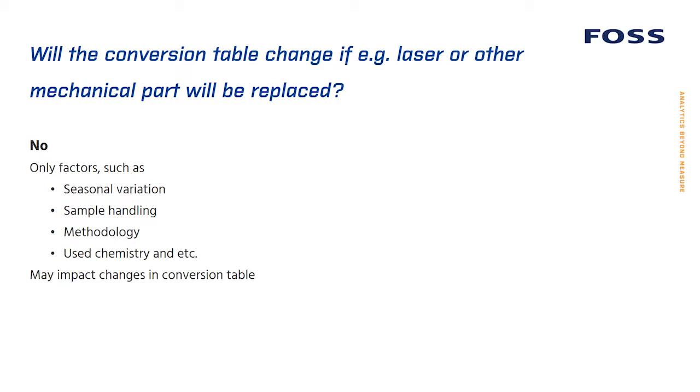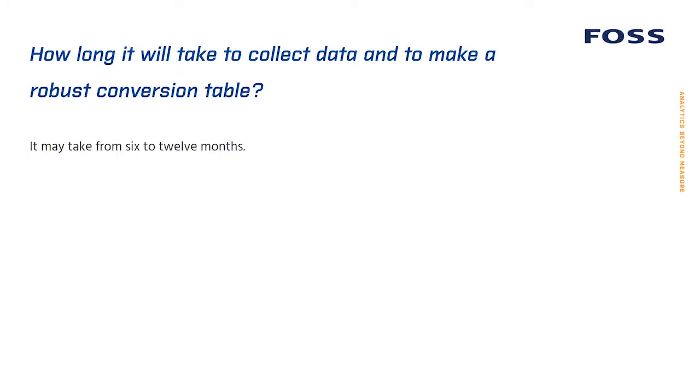Will the conversion table change if, for example, laser or other mechanical part will be replaced? No. Only factors such as seasonal variation, sample handling, methodology, or used chemistry, and so on, may impact changes in the conversion table. How long will it take to collect data and to make a robust conversion table? It may take from 6 to 12 months.